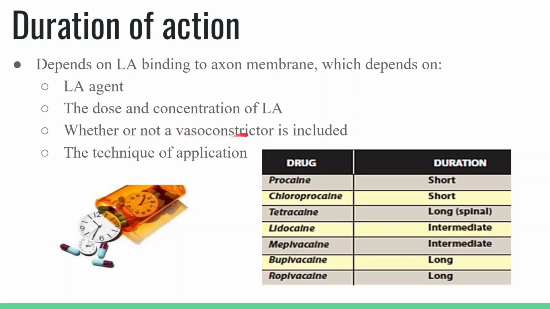Whether or not a vasoconstrictor is included also matters. Using a vasoconstrictor will affect the duration of action, and this is very important, and we're going to talk about it later in more detail. Just keep it in mind. And of course, the technique of application, whether you're using a topical anesthetic or infiltration or peripheral nerve block, etc. Here we have the different drugs and the comparison in the duration of action. You can see the difference in their actual intrinsic activity. For example, procaine intrinsically has a short duration of action when you compare it to something like tetracaine, which has a long one.